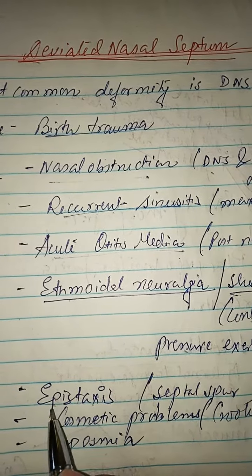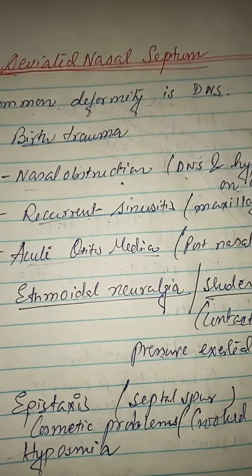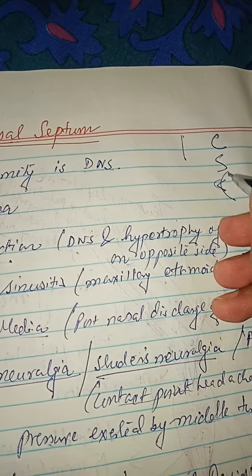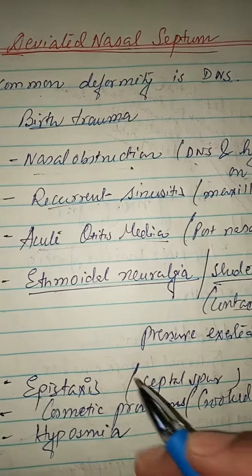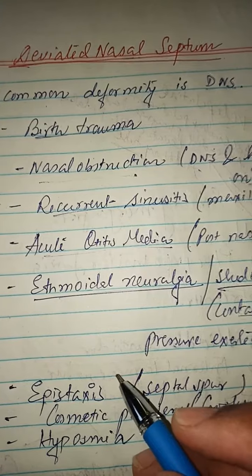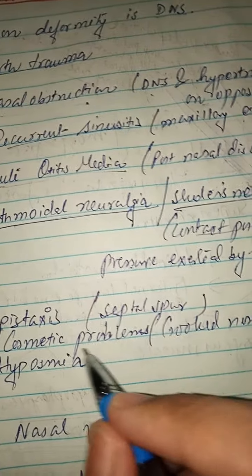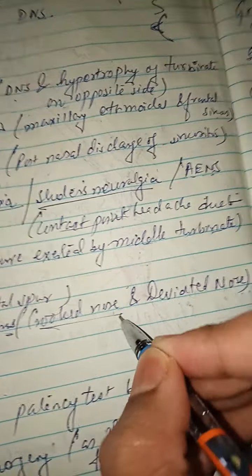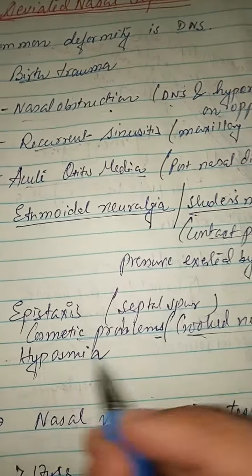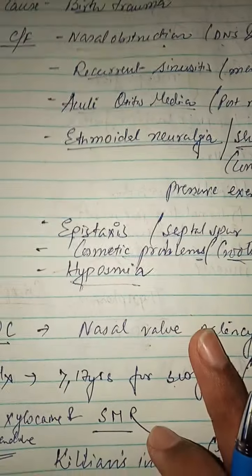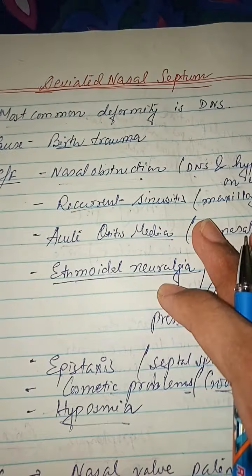Third one is epistaxis, when there is a septal spur. If there is a septal deviation with the septal spur, then this spur will irritate the mucosa, and as a result it causes epistaxis. Cosmetic problems like a crooked nose or deviated nose will be there, and hyposmia and facial pain will also be there. So these are the clinical features of deviated nasal septum. The patient will complain of these symptoms.